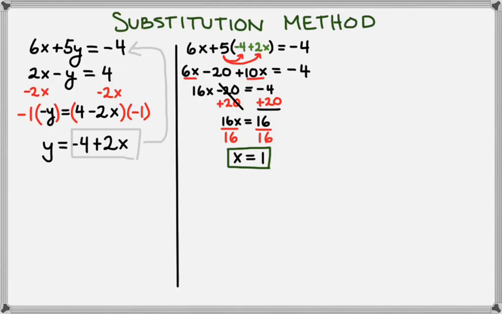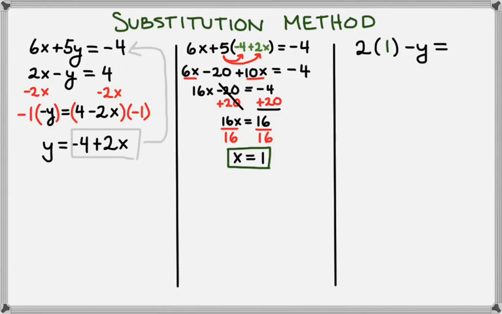So now we've solved for one of the two variables. The next step is going to be to solve for y. We want to get both x and y for our solution. The way that we can get y is we can plug x back into either one of our first equations. So let's go ahead and plug it into the second equation. We'll have 2 times 1 minus y equals 4.